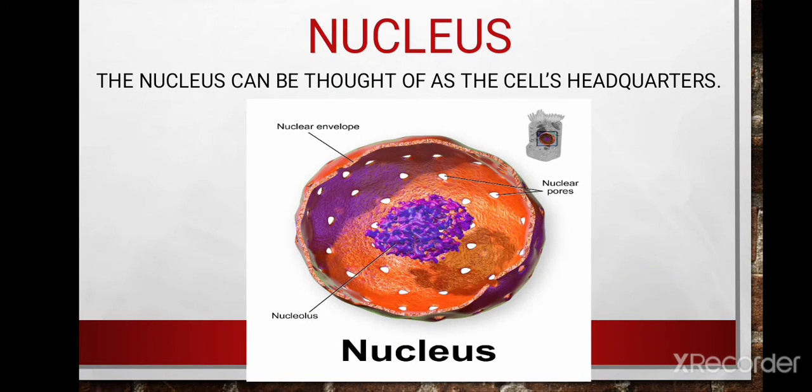Let's now proceed to the nucleus. This can be thought of as the cell's headquarters. There is normally one nucleus per cell, but this is not always the case. Skeletal muscle cells, for instance, have two. The nucleus contains the majority of the cell's DNA. The nucleus sends out messages to tell the cell to grow, divide, or die.